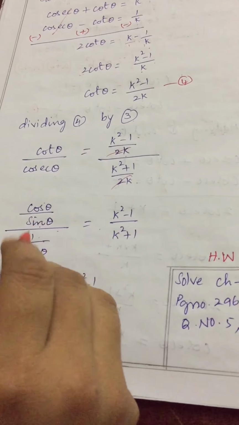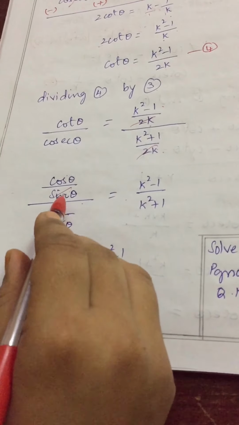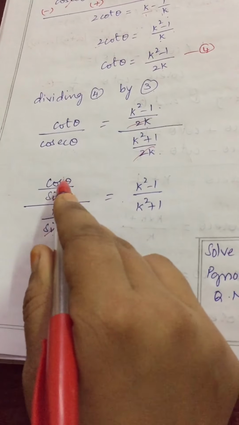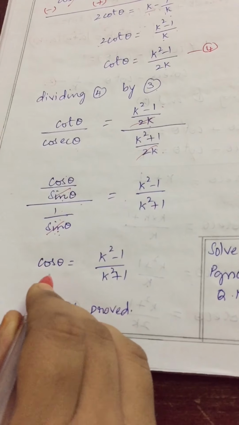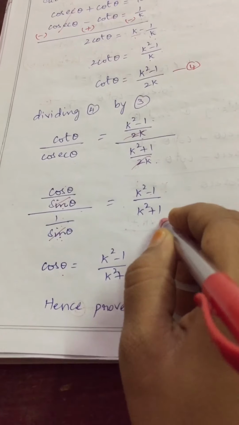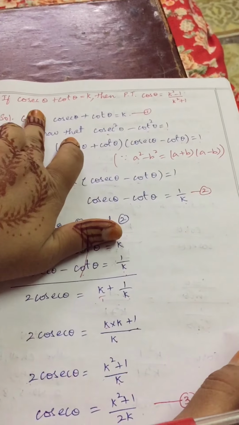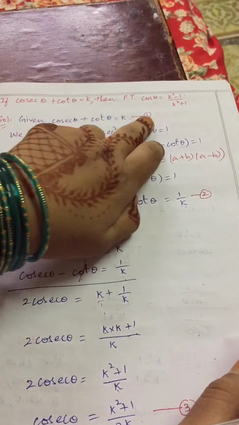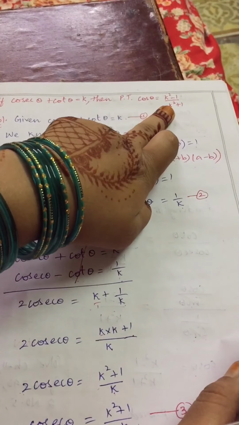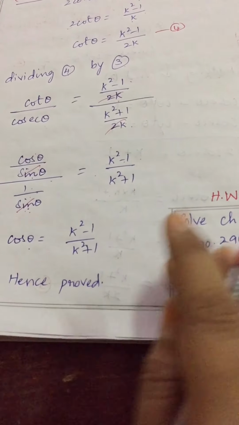In left hand side, both denominator sin theta is there. Can we cancel that? Yes, we can cancel. We are cancelling. So remaining thing is cos theta by 1, that is nothing but cos theta. That is equal to (k square minus 1) by (k square plus 1). He is asking to prove that only. When he has given cosecant theta plus cot theta equal to k, we have to prove cos theta equal to (k square minus 1) by (k square plus 1). So we got the answer, children. Hence proved. Clear, children? Any doubt is there?